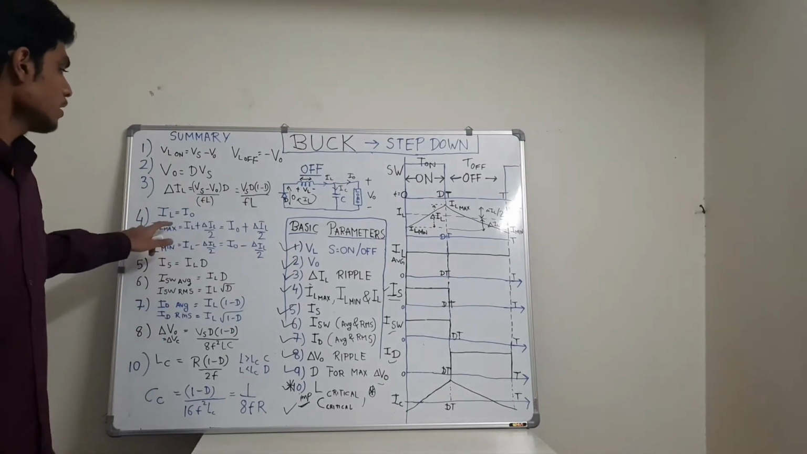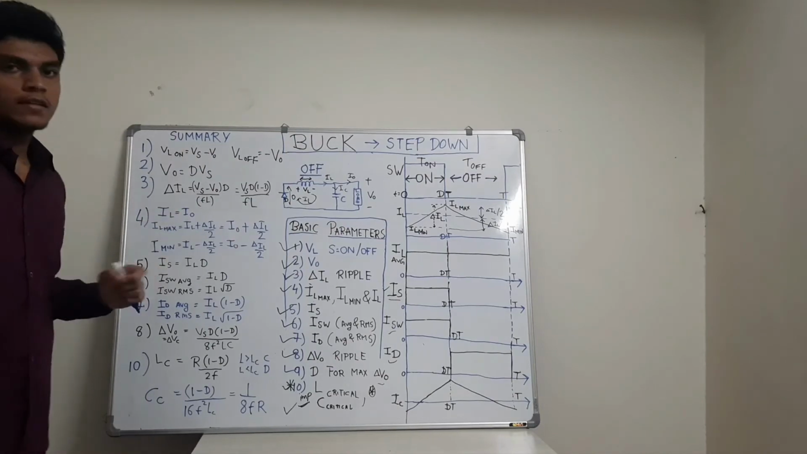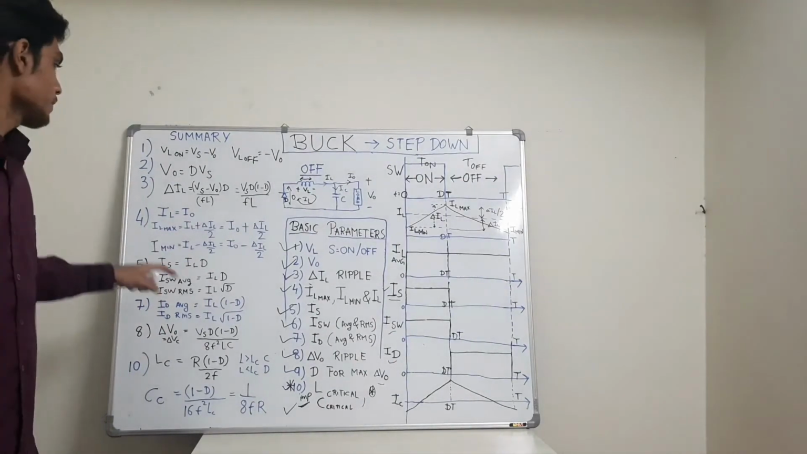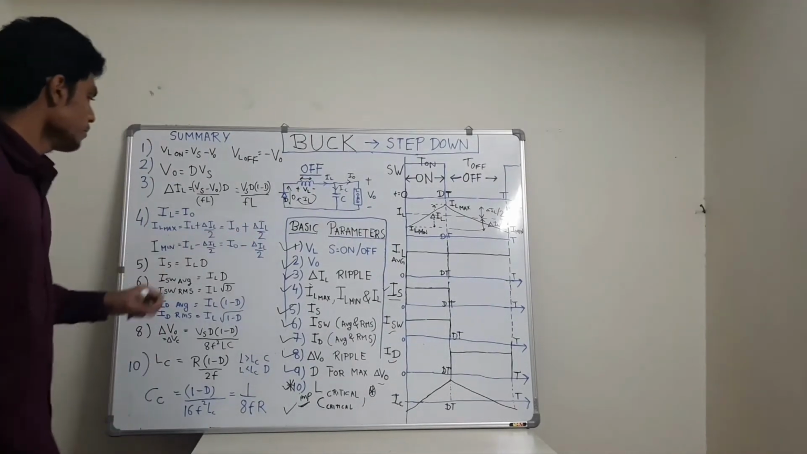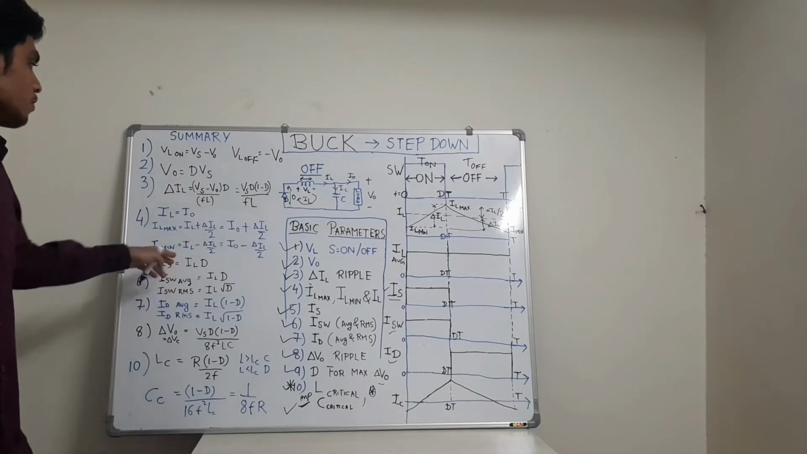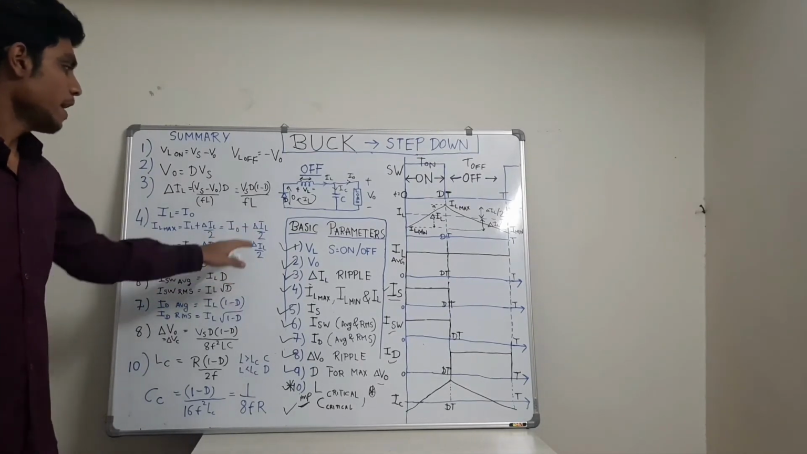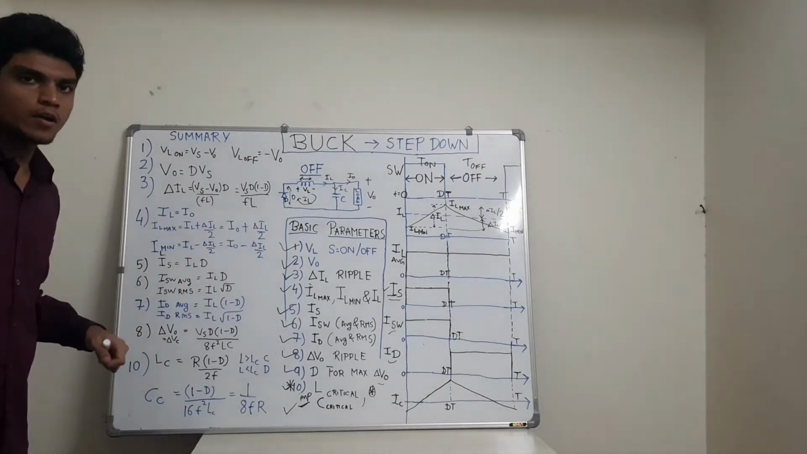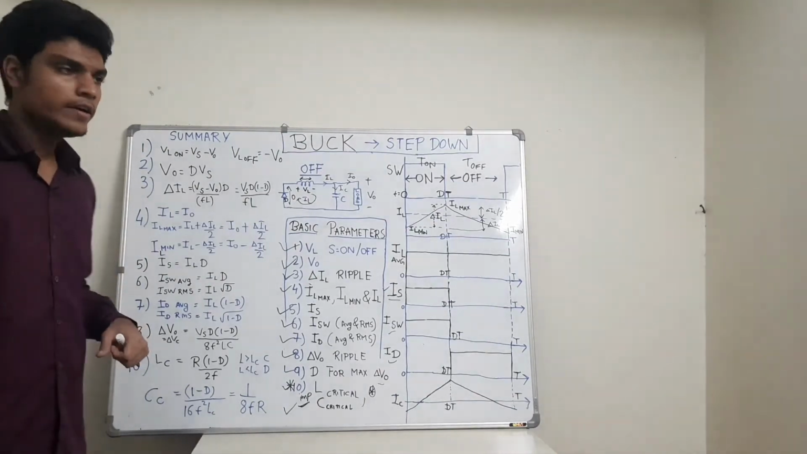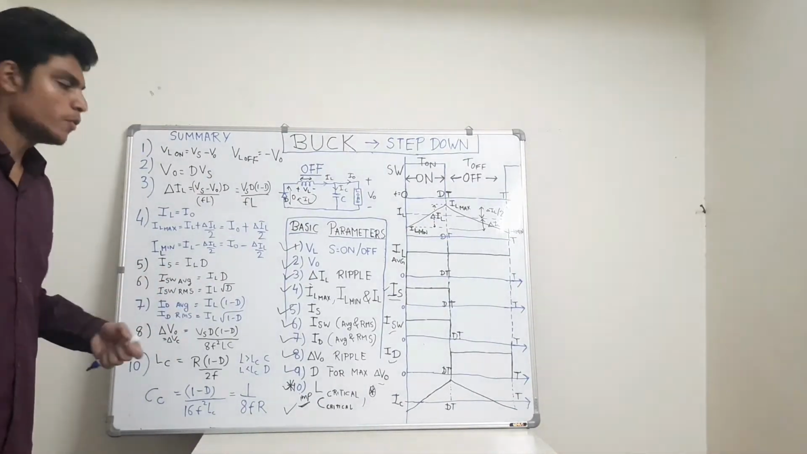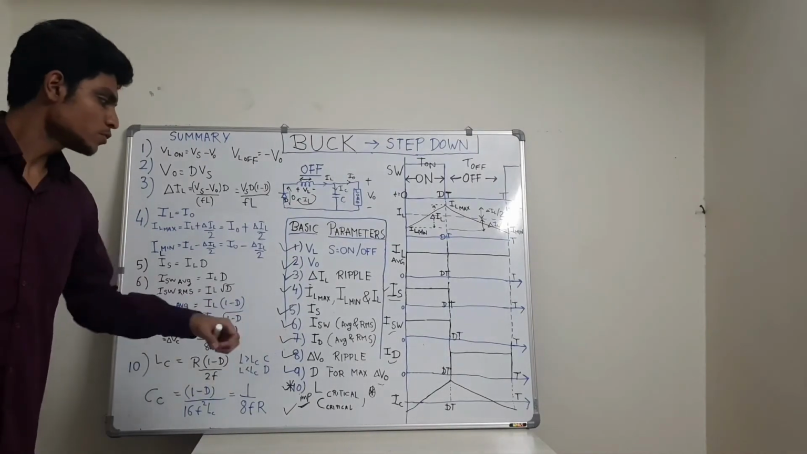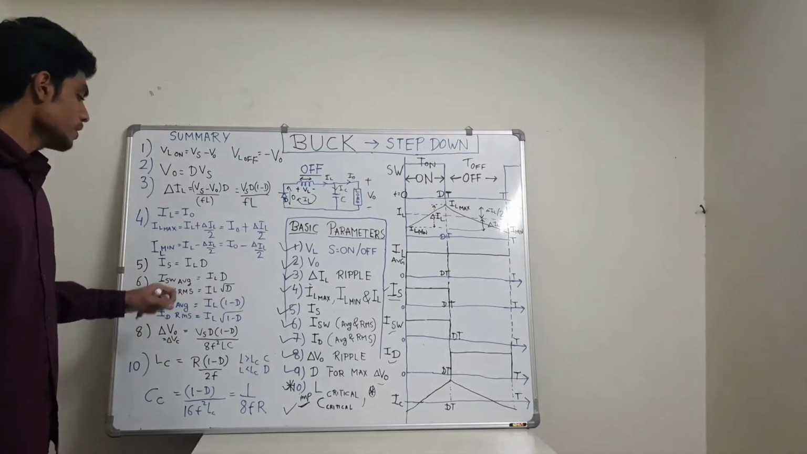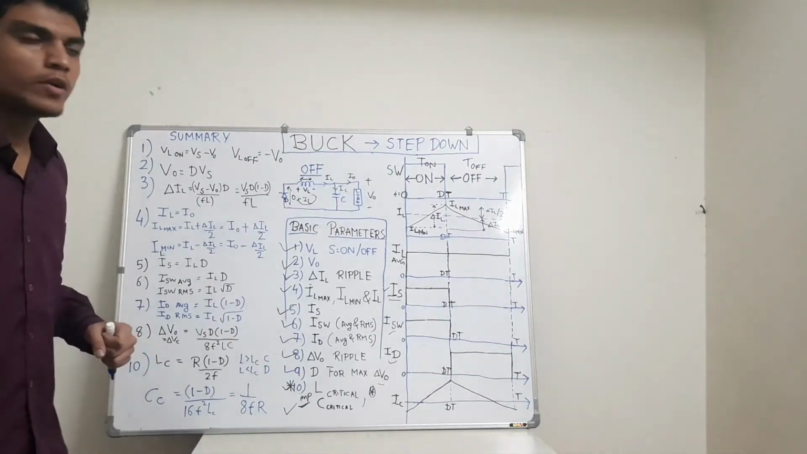Fourth thing was the inductor current IL, that we calculated using ampere second balance, which was equal to I naught, and the maximum and minimum inductor current, that was equal to I naught plus del IL by 2 and I naught minus del IL by 2, because IL is equal to I naught. Fifth thing was the source current, and that is equal to IL into D. Sixth thing was the switch current. Average current becomes IL into D, and RMS switch current is equal to IL into root D.